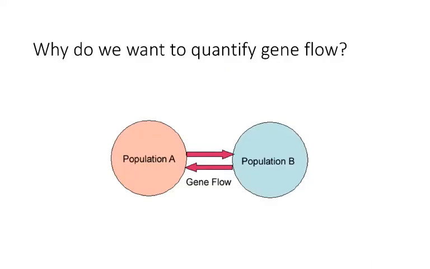The next main question to think about as we're framing this topic is, why do we want to quantify gene flow? So we talked about what gene flow is, but why is it important? So in these two hypothetical populations, population A and population B, if we know that gene flow is happening between those two populations, or if we want to figure out if it is happening or not, why is it important for us to know if gene flow is happening and how much of it is happening? What do you think?